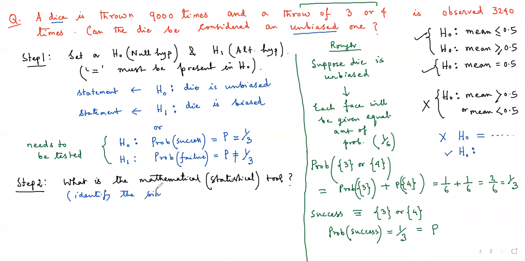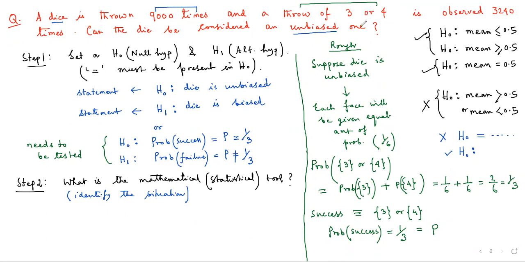Identifying the situation means they are trying to get an idea about what sort of probability distribution this situation must follow or can follow. In this situation, the number of times the experiment is getting repeated is given over here, it is 9,000, and the probability of success is also present. The situation is a kind of binomial situation.